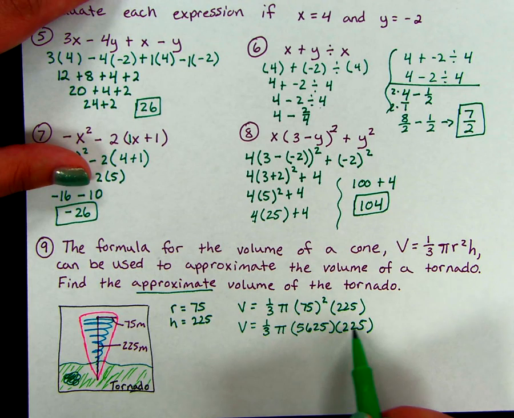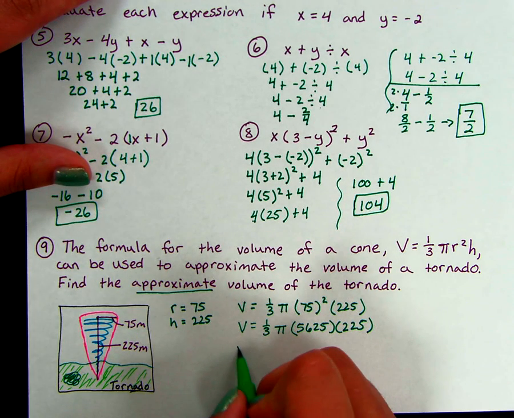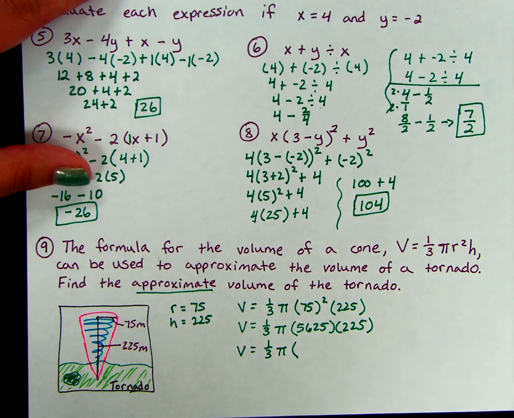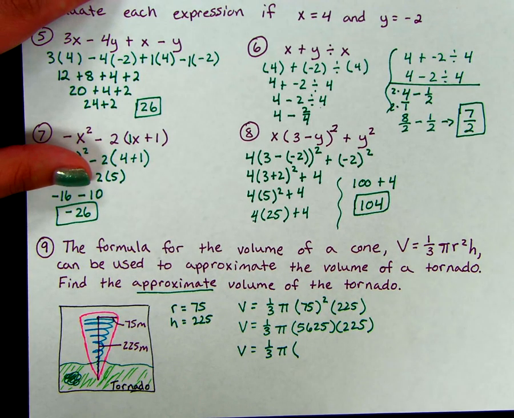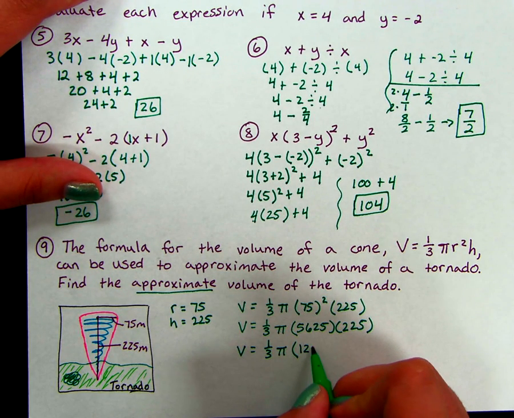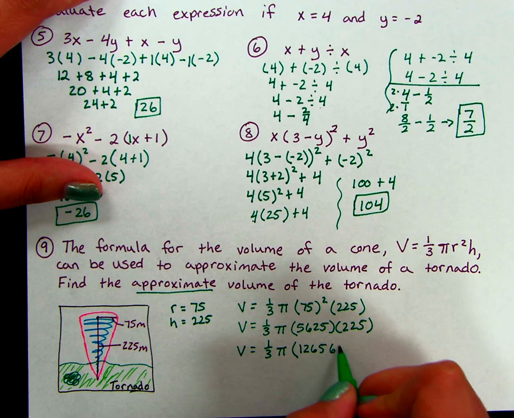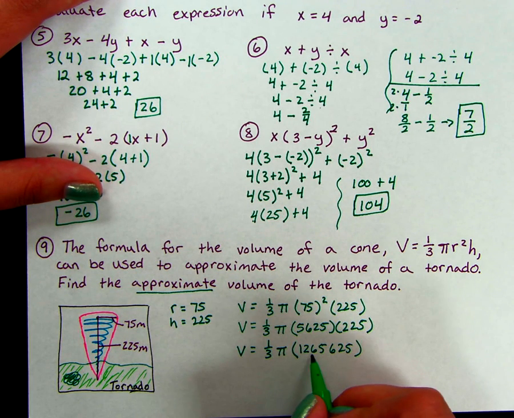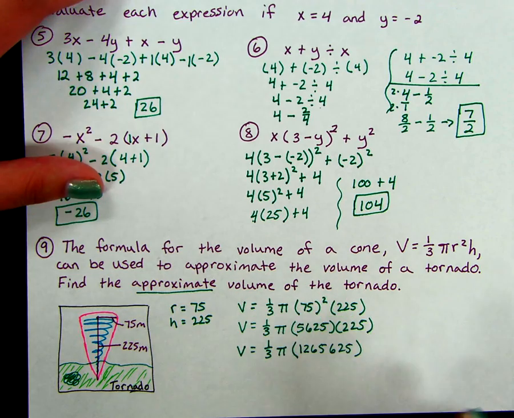So the next thing that I'm going to multiply together, since the order of multiplication doesn't matter, I'm going to start with these two numbers. So V equals 1/3 pi times, and then we're taking 5,625 times 225, which gives us, let's see here, 1,265,625, and again I'm using my calculator to help me. So it looks like it's 1,265,625.